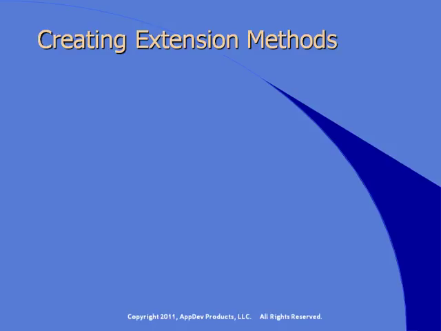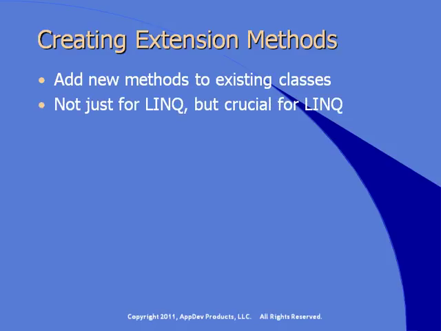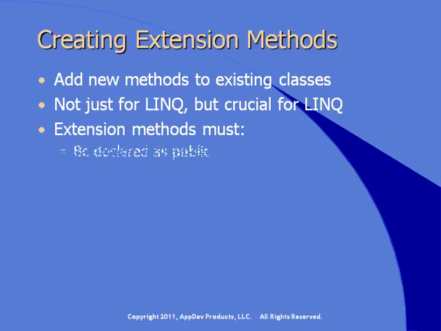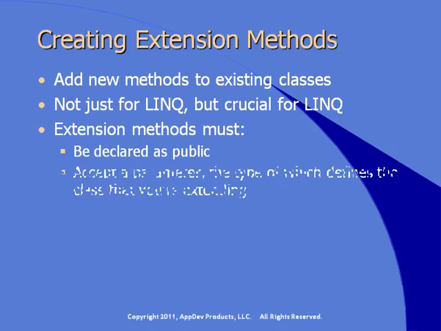You may not yet have created an extension method, but these are methods that allow you to add new methods to existing classes without modifying those existing classes. Now, although this feature is crucial for LINQ, it's not just for LINQ, as you'll see, because we're not working with LINQ here. Extension methods must be declared as public methods. They have to accept at least one parameter, the type of which defines the class that you're extending. Because we'll be extending the list of myFileInfo class, we'll need to specify at least a parameter of that type.